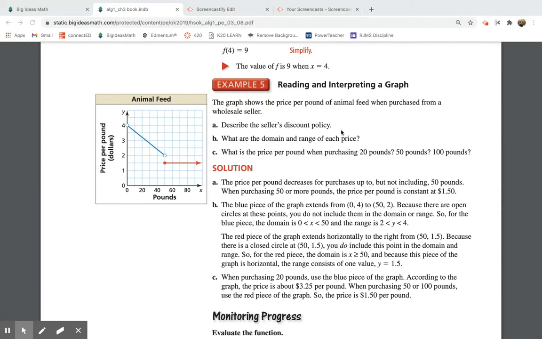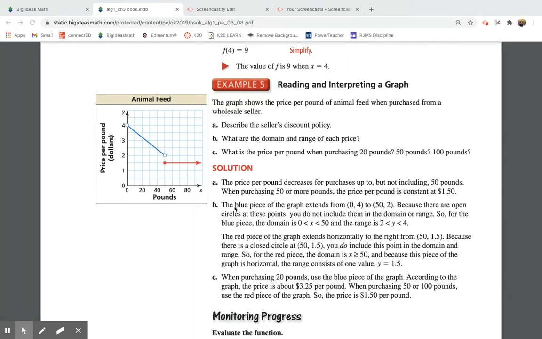So on A, describe the seller's discount policy. If you just look at the first part, it looks like it is decreasing at a constant rate. Okay, so it says the price per pound decreases for purchases up to but not including 50 pounds. So what they're saying is right here is 50 pounds. If you notice, this one's open, this one's closed, so 50 is not included in this. But the price is decreasing at a constant rate. Then it says when purchasing 50 or more pounds, the price is $1.50 per pound. That's all it meant by describe their discount policy. It's just talking about, in terms of this problem, describe the graph.